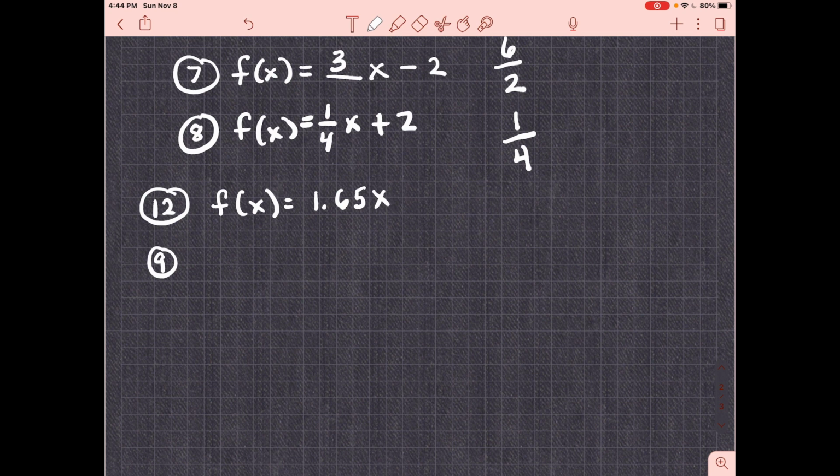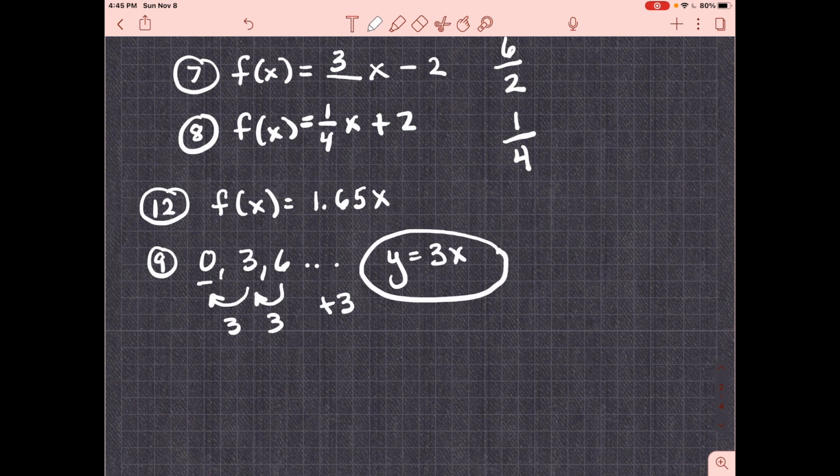Determine the related function, and then determine if the function is proportional or non-proportional. So here when we have 0, 3, 6, we're starting at 0, and 3 minus 0 is 3, 6 minus 3 is 3. So we're going plus 3, and we're starting at 0. So we can just say y equals 3x. Those are beautiful and simple.